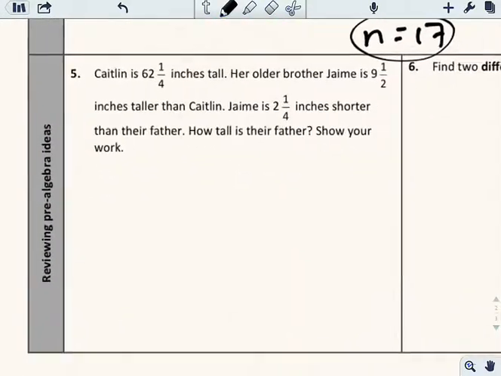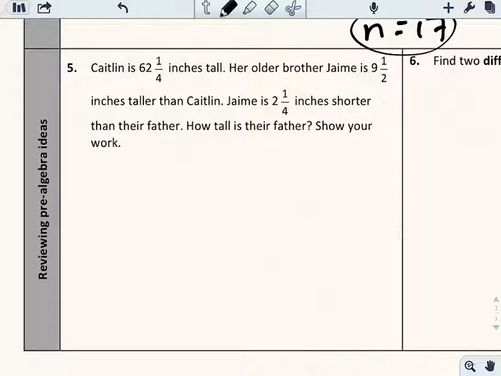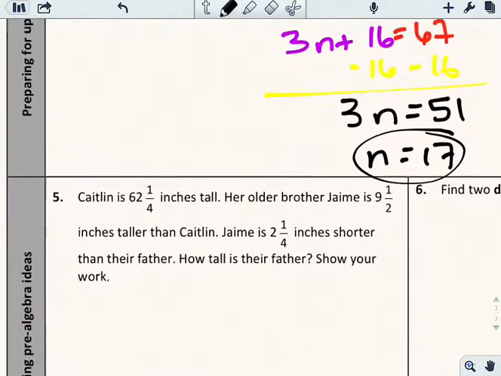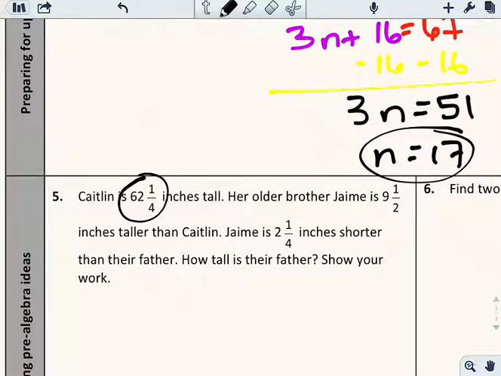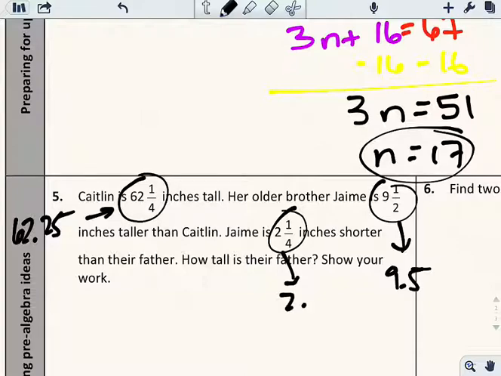Okay. Caitlin is 62.25 inches tall. Her older brother Jamie is 9.5 inches taller than Caitlin. Jamie is 2.25 inches shorter than her father. How tall is her father? Show your work. Okay. So first of all, let's convert some of these to decimals. That'll be easier to work with. So 62.25 is 62.25, 9.5 is going to be 9.5, and 2.25 is going to be 2.25.